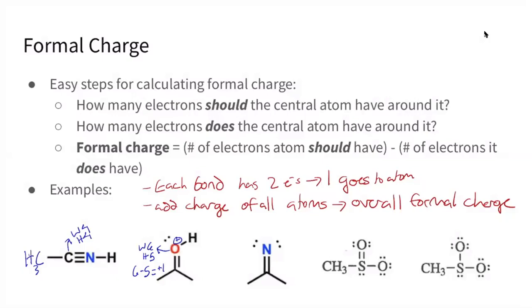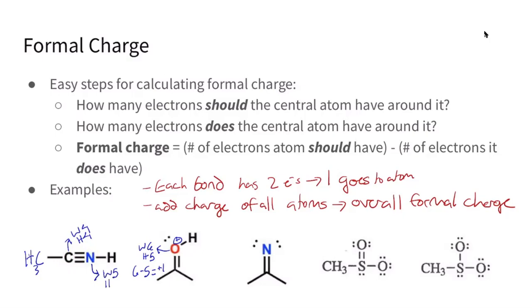There isn't a formal charge on any of these carbons right here, or I'm sorry, on this particular carbon. So we're going to go ahead to the next atom and see if anything's different. For our nitrogen, we know that nitrogen wants or should have 5 electrons around it, right? So let's go ahead and see how many electrons it does have. It has 4 bonds, so I'm going to count the electrons that go to the nitrogen. 1, 2, 3, 4. There are 4 electrons around our nitrogen.